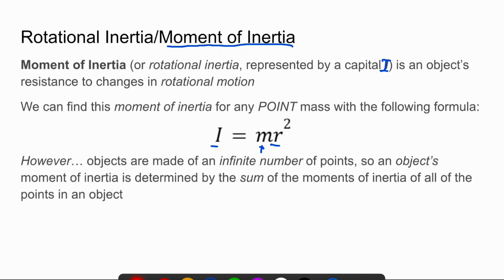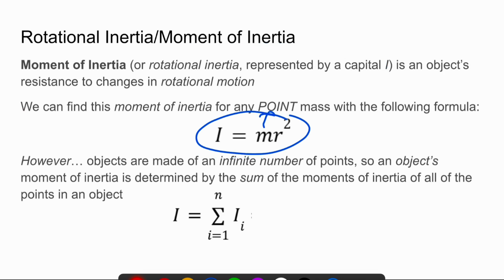However, objects are made of an infinite number of points, which means that an object's moment of inertia is determined by the sum of all of those moments of inertia of all the points within that object. So this we can use to find a point, but in an object, we have to take the sum of all those points. In math, we would represent this as the moment of inertia, I, being the sum of all those individual points' inertias, or the sum of each point mass times the radius of that mass from the axis of rotation squared.